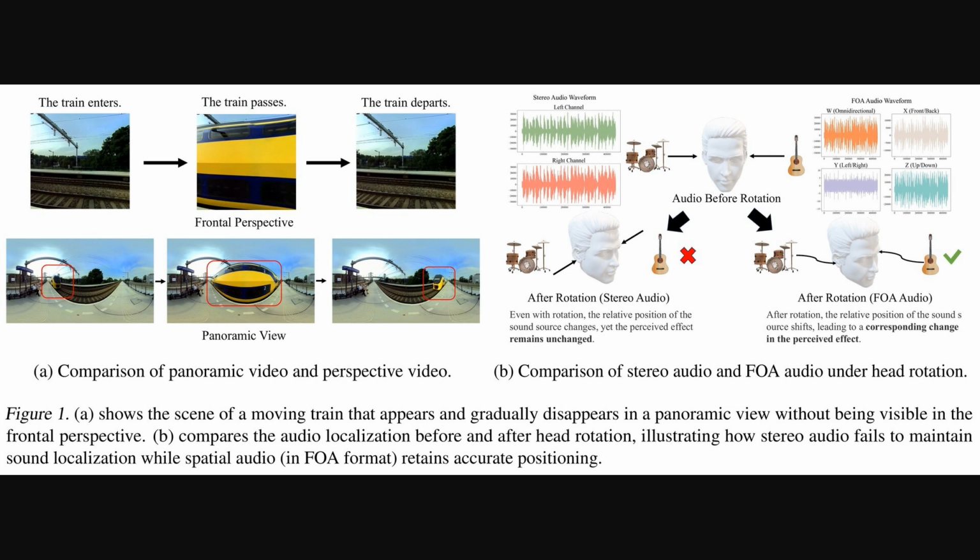So this first figure really illustrates the core problem the researchers are trying to solve. On the left, you see a comparison between a normal video and a 360-degree panoramic view. With the normal view, a train just pops in and out of frame. But the panoramic view captures the entire scene. You see the train coming and going. Then, on the right, the figure shows the audio difference. With standard stereo audio, if you turn your head, the sound doesn't change. It's stuck. But with first-order ambisonics audio, the sound correctly shifts, maintaining its position in 3D space.